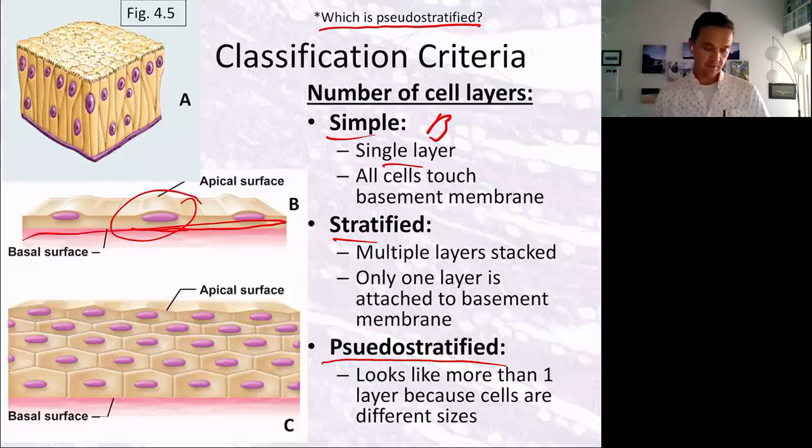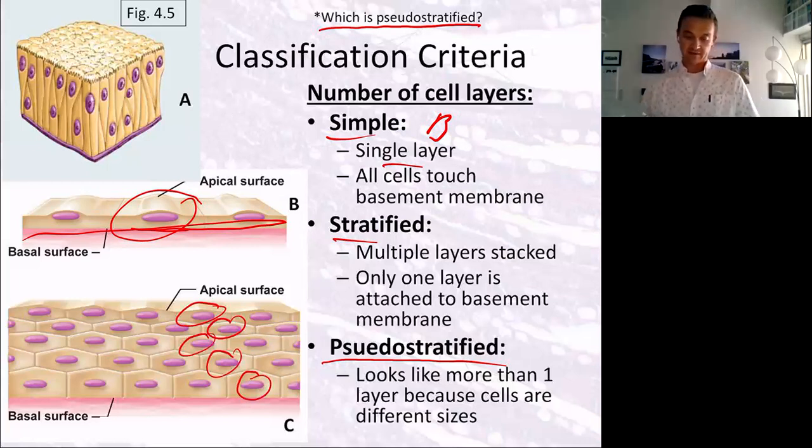Okay, then we have these two other ones here, A and C. With C, we see there's definitely multiple layers of cells on top of each other because we can see those different nuclei. So C is our stratified. And the pseudo-stratified is a little bit tricky. It almost looks like there's multiple layers. And you can see those ones are all touching. There's some here that don't seem to touch, but they actually just go behind the other one. You can't see where it is. And that would be the pseudo-stratified one.